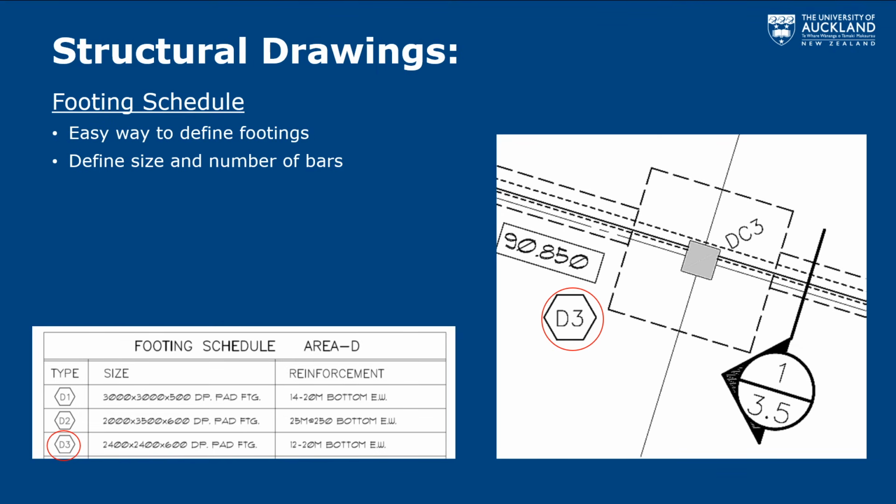And so what we have here is footing D3, and you can see it's got a hexagon, and then on the plan you can see a hexagon. Well, it says that that footing is 2.4 by 2.4 meters wide by 600 millimeters deep, and it's a pad footing, and it has reinforcement of 12 20 millimeter diameter bars on the bottom of the footing, and that's 12 going in each direction. As you can see, that's a little weird when you first see them, but they're quite a clever way of condensing the information and making the drawing not cluttered.